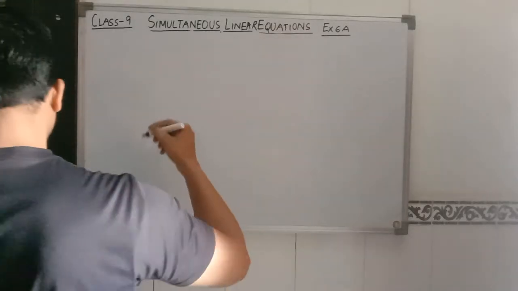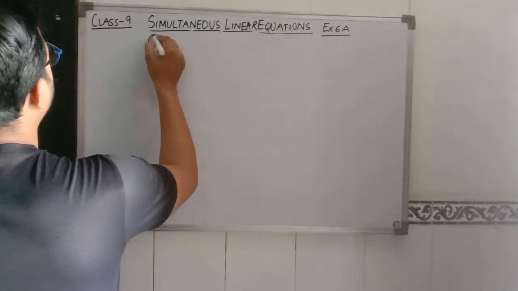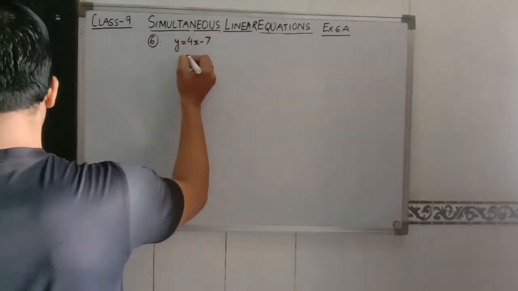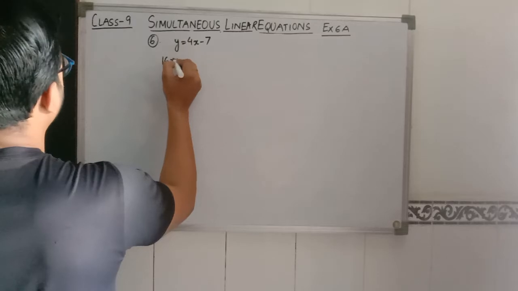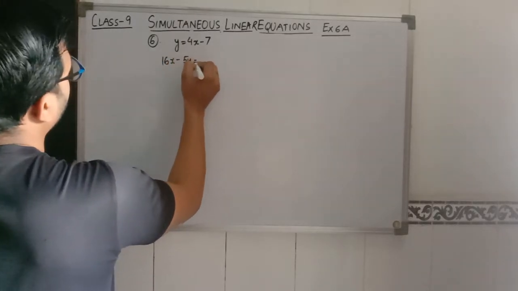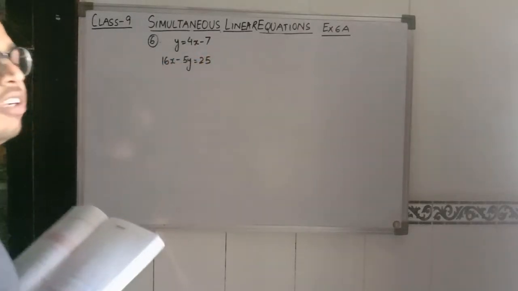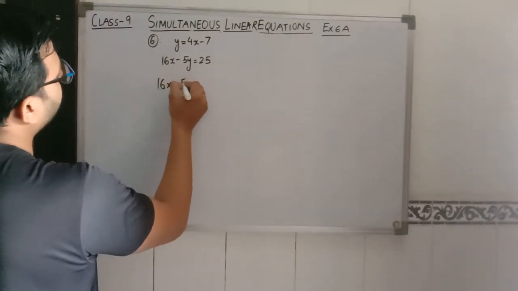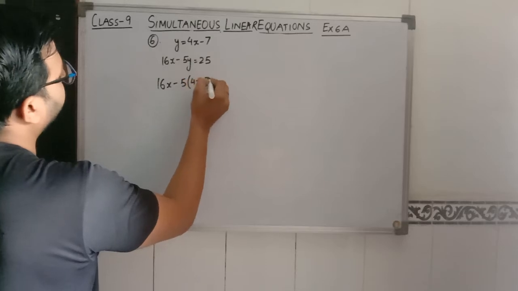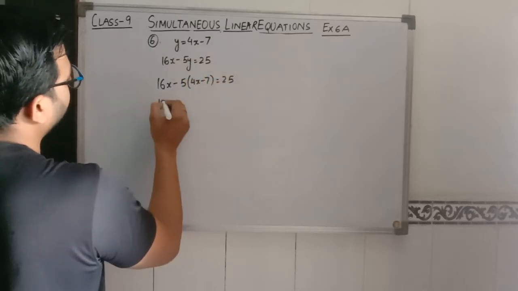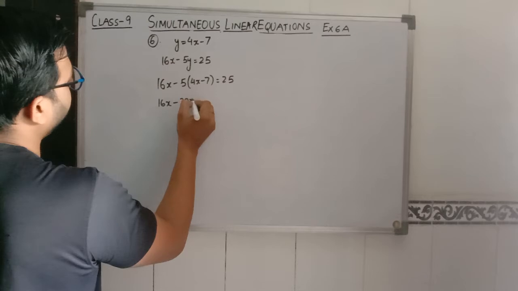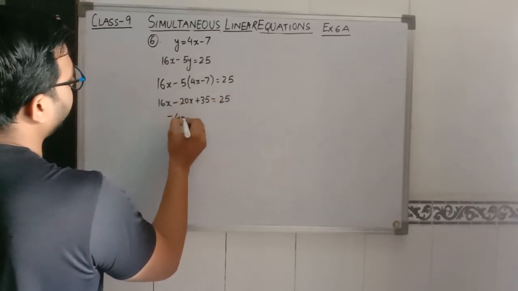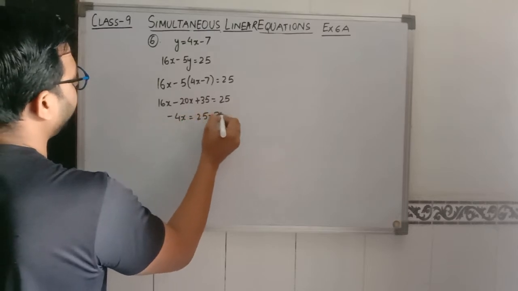Now question number 6 is saying y is equal to 4x minus 7, and the second is 16x minus 5y is equal to 25. From the first equation we can see clearly the y value is given, so place it. 16x minus 5(4x minus 7) is equal to 25. So it will become 16x minus 20x, 5 7s are 35, is equal to 25. So it will become minus 4x is equal to 25 minus 35.